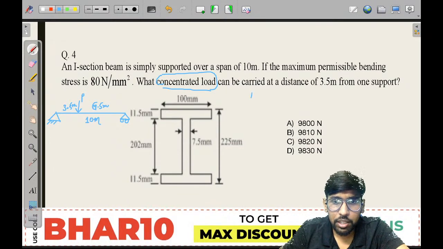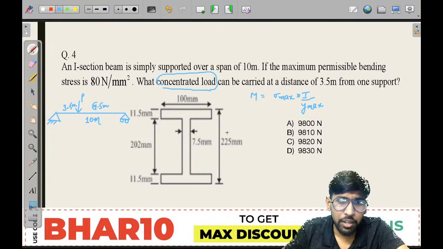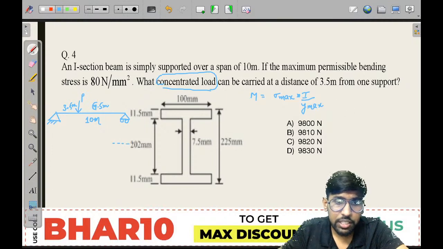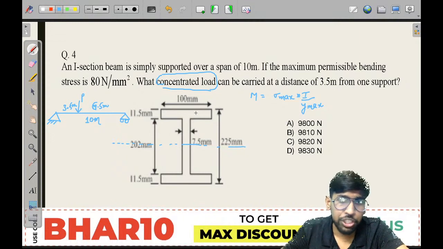So we know that M is equal to sigma max into I by Y max. This we know for moment carrying capacity. So I we can find from this part. We know how to find the moment of inertia of the rectangular cross section. Y max we can find since it is symmetric, the neutral axis will lie at the center. And sigma max is given in the question. What is the maximum bending moment, M max?